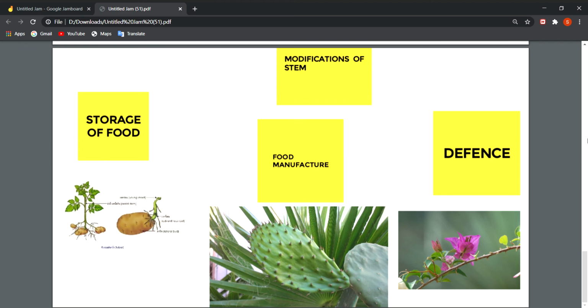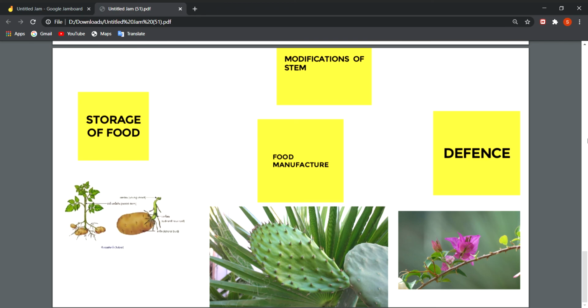The next modification is food manufacture. As we have discussed in the chapter on adaptation, a cactus plant is adapted to live in the desert. The leaves are converted into spines. When the leaves are converted into spines, how will the plant make food? The whole stem becomes green, develops chlorophyll and takes part in photosynthesis to manufacture food for the plant.